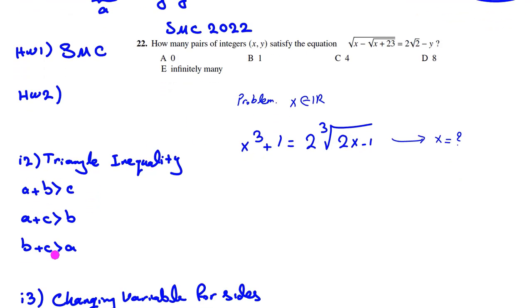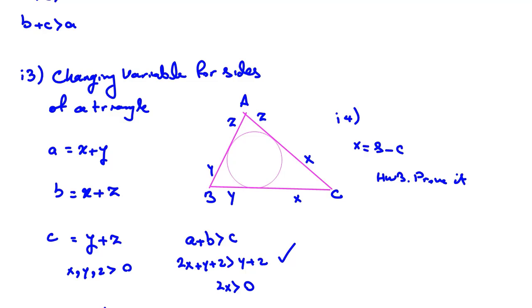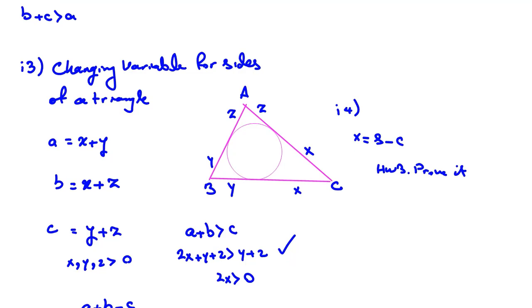The triangle inequality that we have is obvious, is this, as idea 2. Also in some problems, a good changing variable is what? You can say, okay, a, b, c are sides of a triangle. You can write a as x plus y, b as x plus z, c as y plus z, with x, y, z positive. So then a plus b greater than c is equivalent to 2x plus y plus z greater than y plus z. So 2x greater than 0.